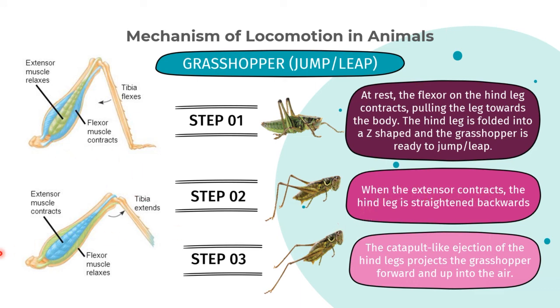When the extensor contracts, at the same time the flexor muscle will relax. So what happens? The hind leg is straightened backwards, and it will create a catapult-like ejection here and cause the grasshopper to move forward and up into the air. That is what happens in the locomotion in the grasshopper. So that's all for the locomotion in animals.